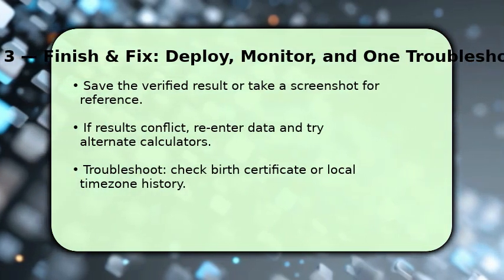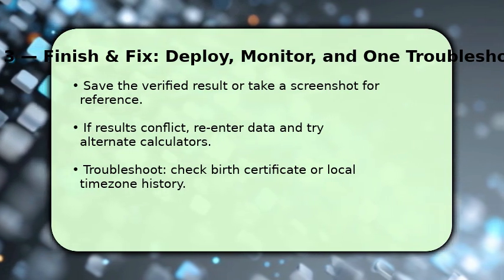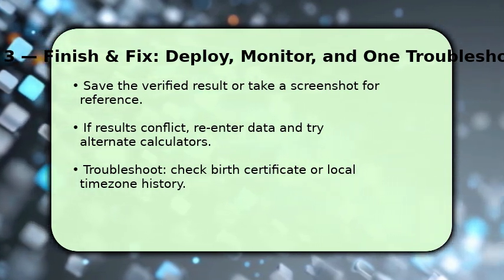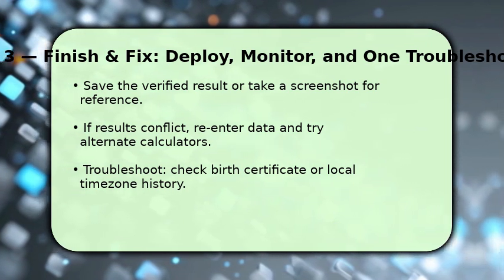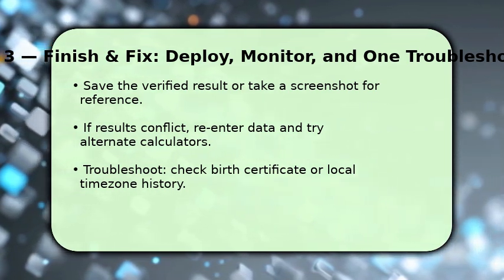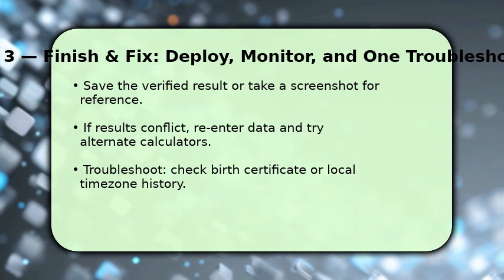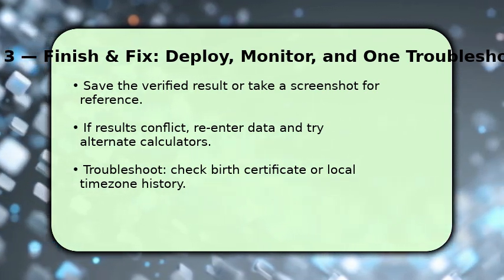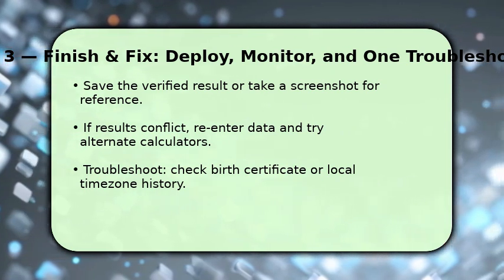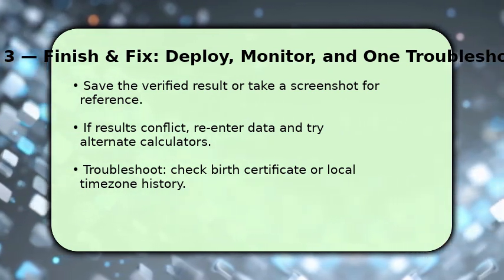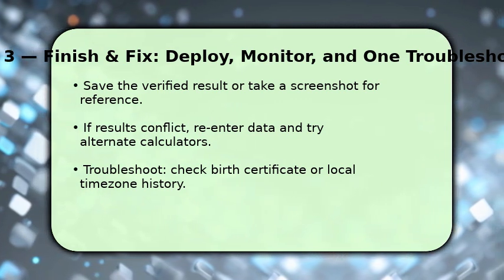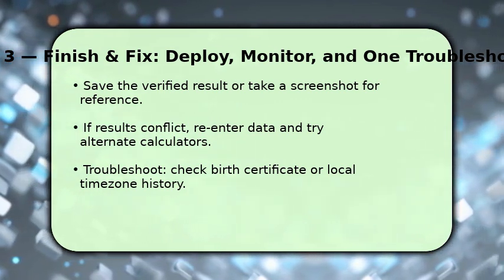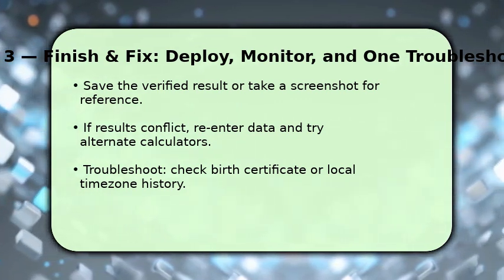If results conflict between tools, re-enter your birth date, time, and birthplace carefully and try another calculator. Small typos commonly cause mismatches. If uncertainty persists, consult your birth certificate for an exact time or look up historical time zone data for the birthplace. This resolves daylight savings anomalies. Finally, when everything lines up, you'll have a reliable zodiac sign and can explore interpretations or deeper charts.